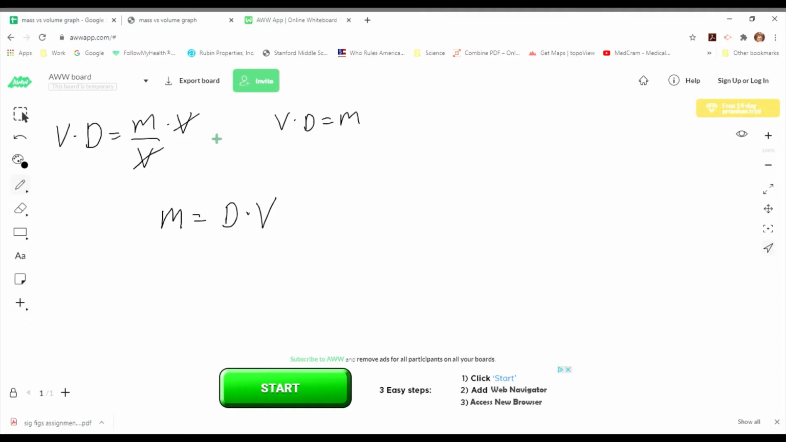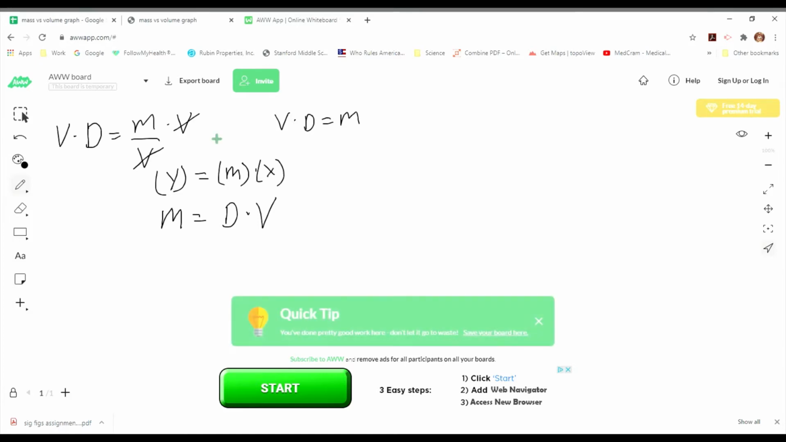Well, this is in y equals mx plus b format, because you have one thing on the left, what's on the y-axis. If you plot mass on the y-axis, that's going to be equal to the slope times whatever is on the x-axis, plus b, and in this case, b is 0. That makes sense because when volume equals 0, mass should also equal 0. If there's no chunk of something, there is no volume, then the mass should be 0. So your y-intercept is 0.